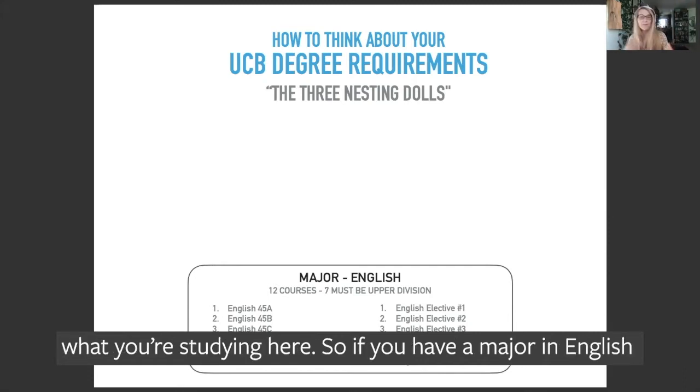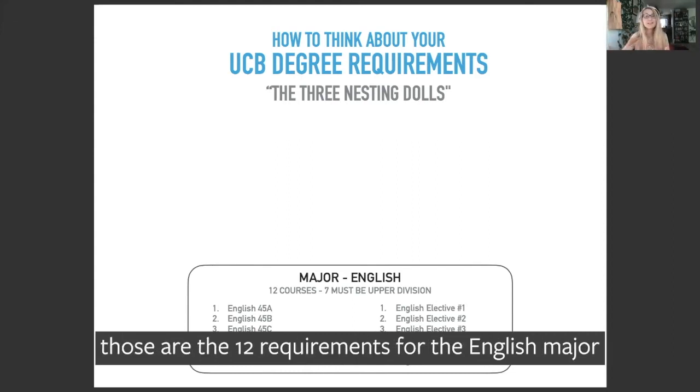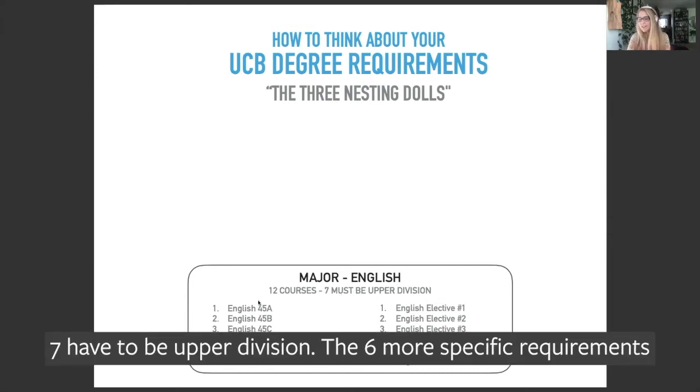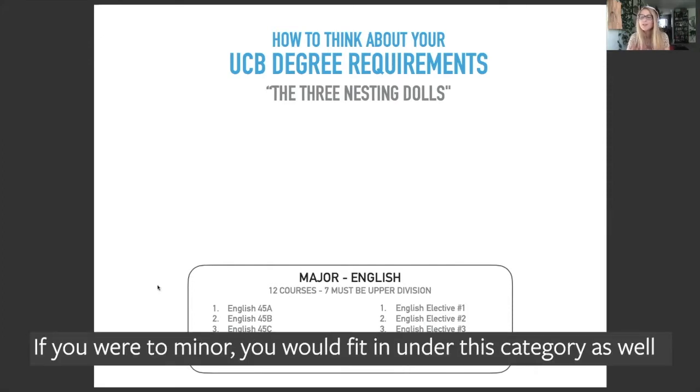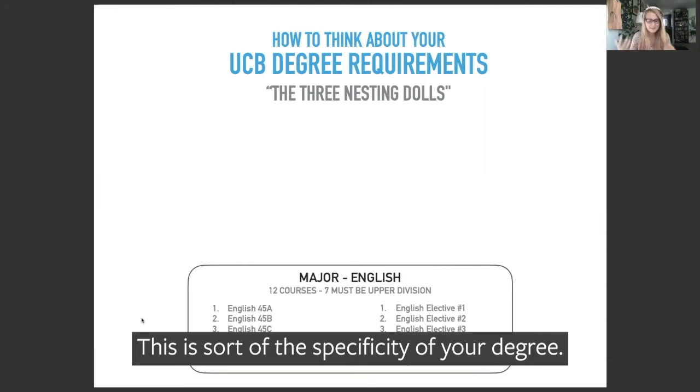So, if you have a major in English, which you probably do if you're watching this, those are the 12 requirements for the English major, which I noted here. You got your 12 courses, 7 have to be upper division, the 6 more specific requirements, and then the 6 electives as it stands now. If you were to minor, you would fit it under this category as well, like maybe over here or over here, however you want to arrange it in your mind. But this is the specificity of your degree.